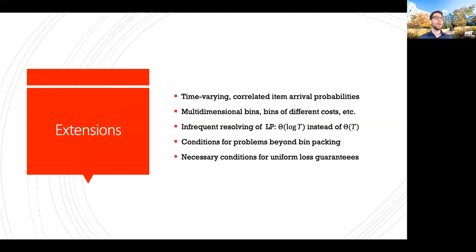Another concern that one may have about the results is that they require a very frequent resolving of the bin packing LP. But actually what we show is that we can get the uniform loss guarantee even if we resolve very rarely, only in log t out of t periods. We also generalize the results not only beyond vanilla bin packing to other bin packing variations, but rather we give some fairly generic conditions for online decision-making problems for which the results hold. And finally, we also provide some necessary conditions showing that most of the conditions that we assume are not just byproducts of our algorithm design or our analysis, but actually hold for any algorithm to achieve a uniform loss guarantee.